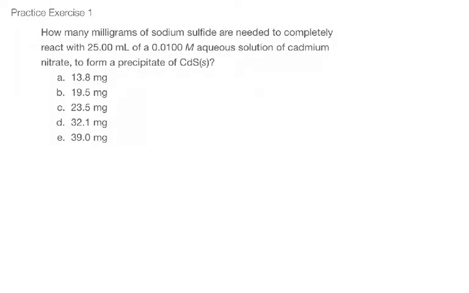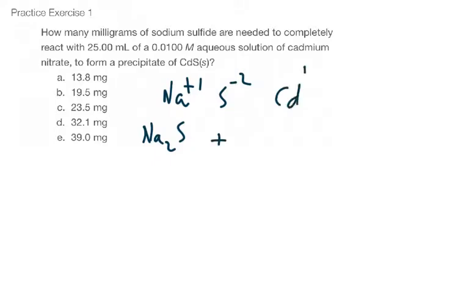Well, what I'm going to do here is, let's review nomenclature. Sodium is +1. It's reacting with sulfur. So sodium sulfide would be this when you crisscross. And it's reacting with cadmium. Cadmium is +2. And nitrate. Let me fix that here. So when you crisscross this, you get cadmium nitrate looking like this.